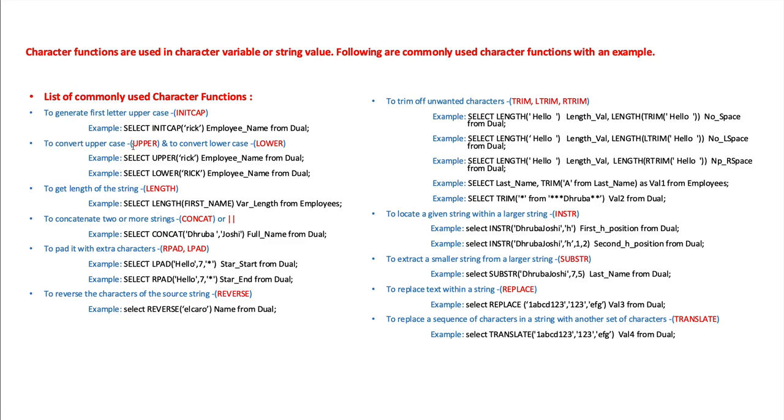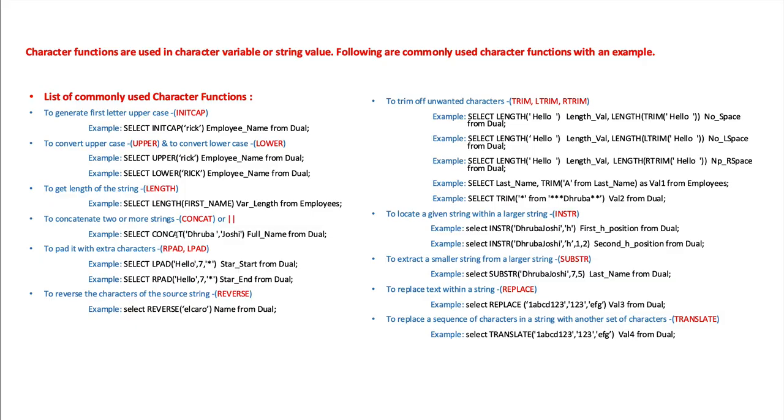Similarly, the second function is UPPER, the third function is LOWER, where the UPPER function is used to convert all letters to uppercase and the LOWER function is used to convert all letters to lowercase. The next function is LENGTH. It is used to get the length of a string. The next function is CONCAT. That means to join two or more string values, we can use the CONCAT function, or two vertical parallel lines.